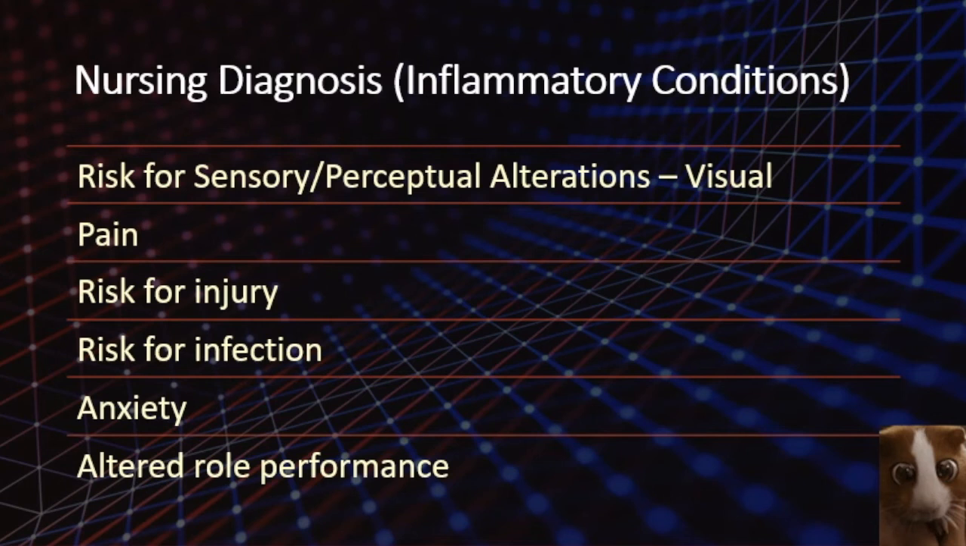Okay, so what are the possible nursing diagnoses for this patient with an inflammatory condition? Their number one problem will be the discomfort. So you can have pain, risk for injury, risk for infection, anxiety, and altered role performance. Now, risk for sensory and perceptual alterations or visual problems is also common. Remember that they would have secretions, especially if I'm talking about conjunctivitis. Also, since we're talking about the eyes, your patient may also be at risk for falls.